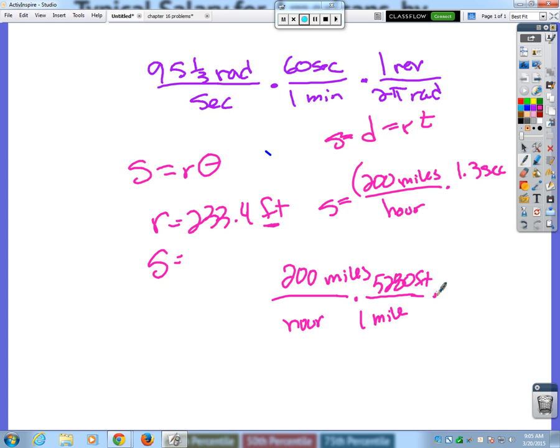We're also going to have to change the hours into seconds so that when we multiply by 1.3, the time units cancel. So this is a little bit wacky. Yep, 1 hour is 3,600 seconds. And then once we get that answer, to find the distance that they traveled, multiply by 1.3 seconds. So if we did this right, the hours cancel, the miles cancel, the seconds cancel, and we're left with just feet. Okay? So that was a lot to figure out the arc length.